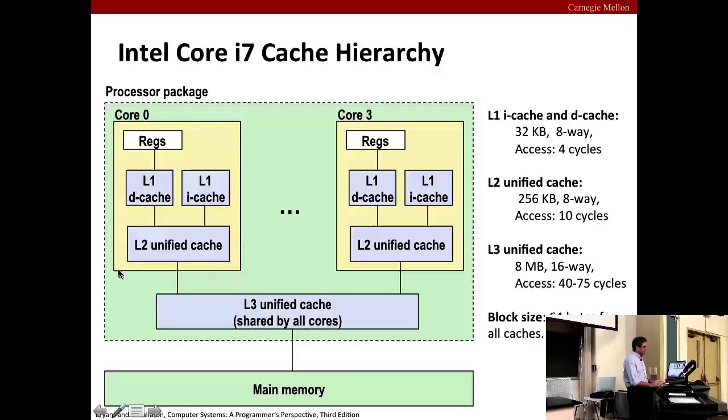And then also on the chip, but external to all the cores and shared by all the cores, is an L3 unified cache, which is 8 megabytes and 16-way associative, with an access time that's like 40 to 75 cycles. So if there's a miss in L1, then the L1 sends a request to L2 to try to find the data in L2. Since L2 is a little bigger, maybe the data hasn't been flushed out of L2 yet. If L2 can't find it, it sends a request to L3. If L3 can't find it, then it gives up and it goes off chip to memory.